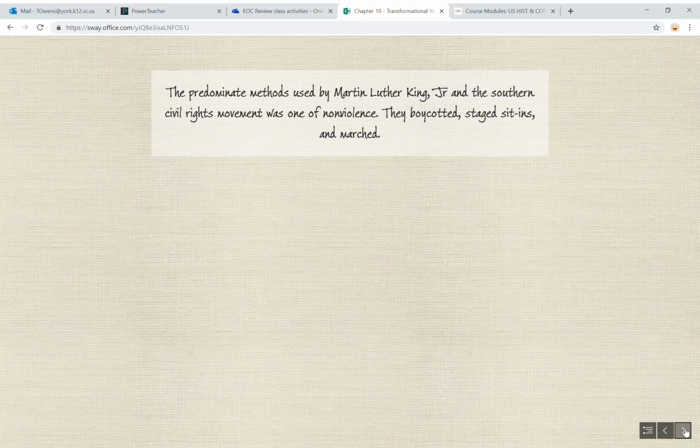And again, just understand, I'm going to say it again, the predominant method used by Dr. King and the Southern Civil Rights Movement was nonviolence. You've got boycotts, staged sit-ins, and marches. They marched through Birmingham. Martin Luther King is going to be arrested. He writes a letter from a Birmingham jail.